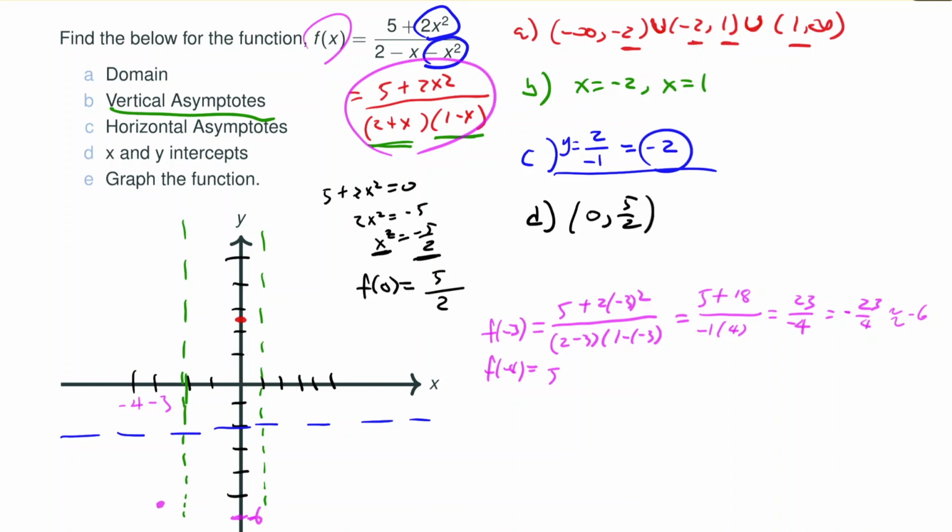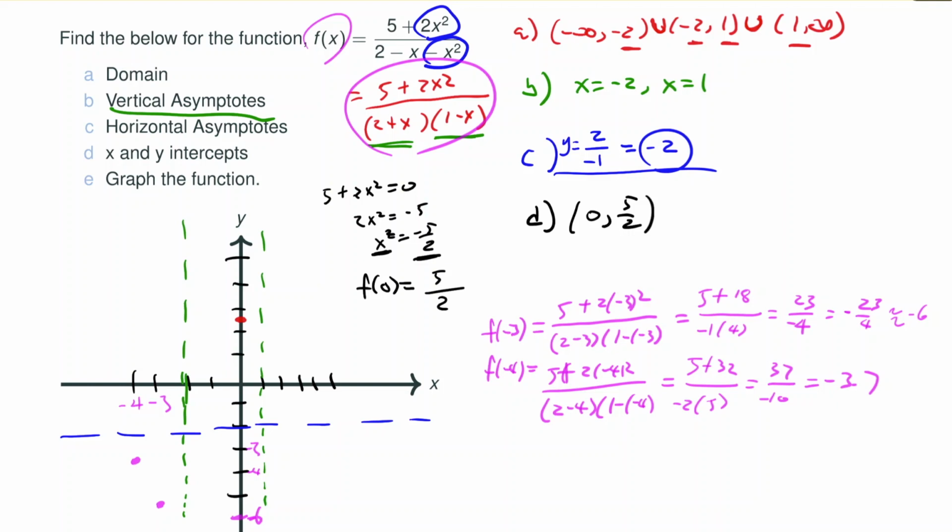We put negative 4. 5 plus 2, negative 4 squared over 2 minus 4, 1 minus negative 4. We get 16 times 2 is 32. So 5 plus 32 over negative 2 times 5, which is 37 over negative 10, which is negative 3.7. So it's bigger than this value. So negative 3.7 is somewhere here, between negative 3 and negative 4, right? So somewhere here.